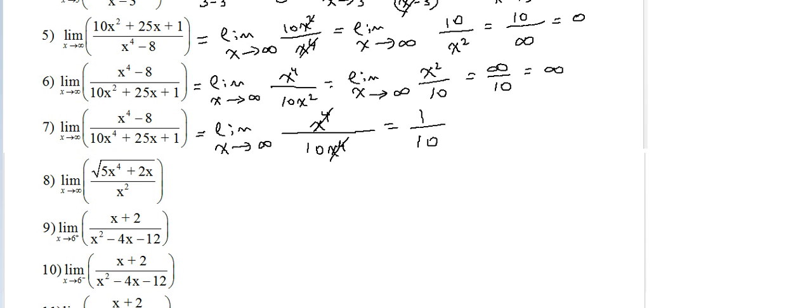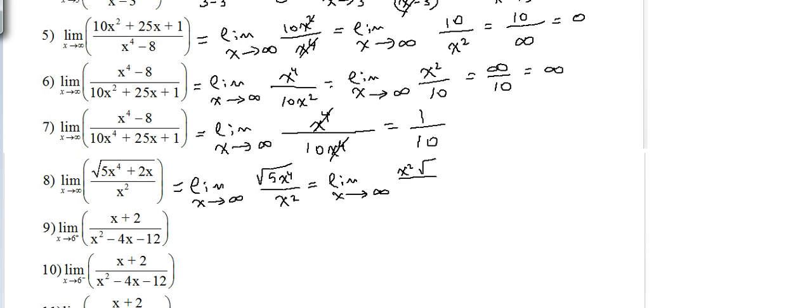Number 8, same as above, because we can say it's the limit as x approaches infinity. We can take the highest exponent up, which is radical 5x to the power 4, over x squared, the highest exponent down. We have it alone. It's the limit as x approaches infinity of x power 4, which will be x power 2 out. So x power 2 times radical 5 over x power 2, and the answer should be radical 5 when cancelling by x squared.